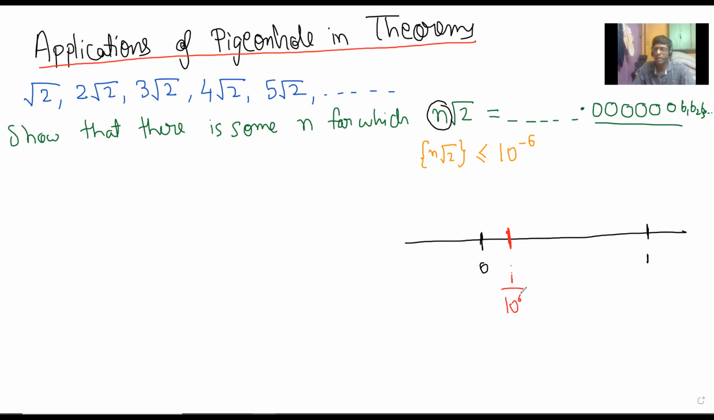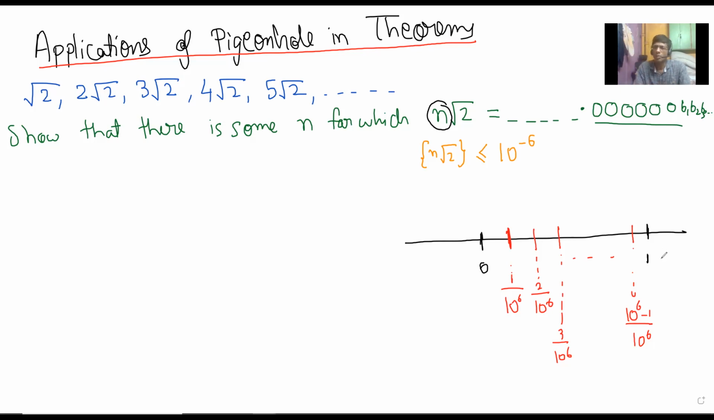I will obviously divide my interval 0 to 1 in parts like this. 1 by 10 to the 6, then 2 by 10 to the 6, and so on, 3 by 10 to the 6, and it will go on till 10 to the 6 minus 1 by 10 to the 6, and then 10 to the 6 by 10 to the 6, which is 1. This is a new idea; if you have not seen this, it will be slightly new. Before I say anything further, is this clear how I'm dividing the interval?